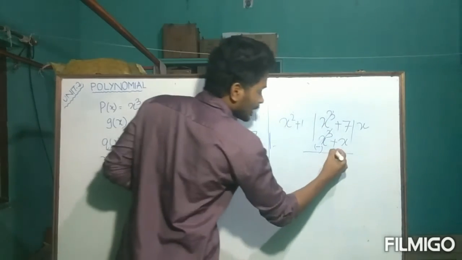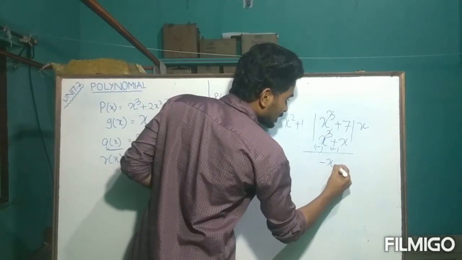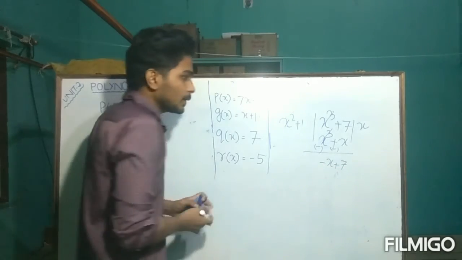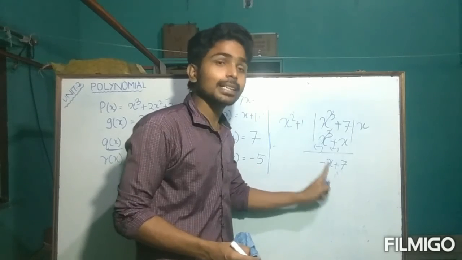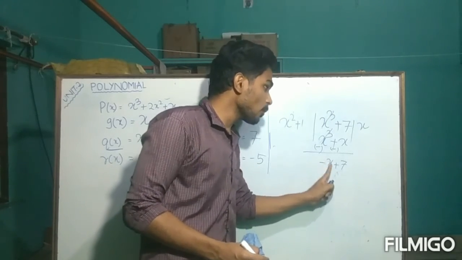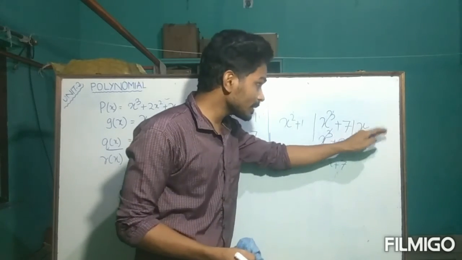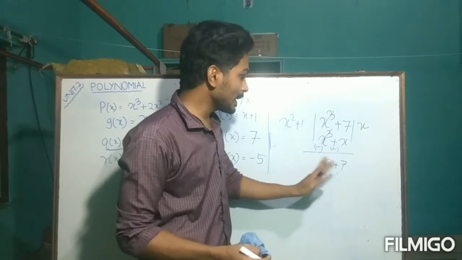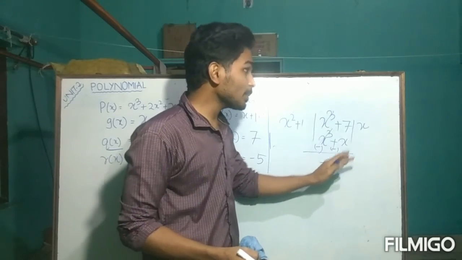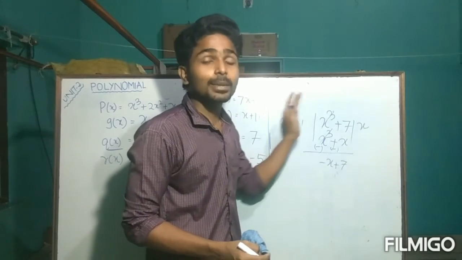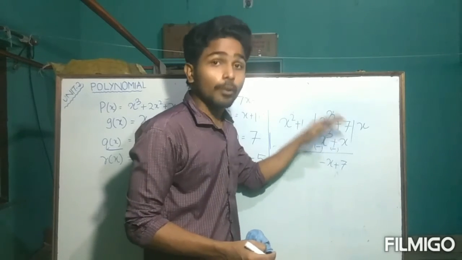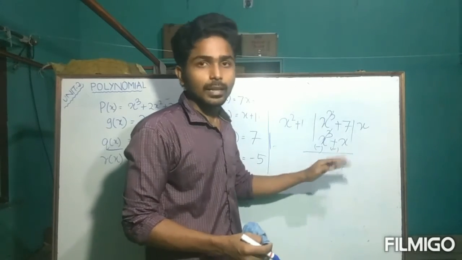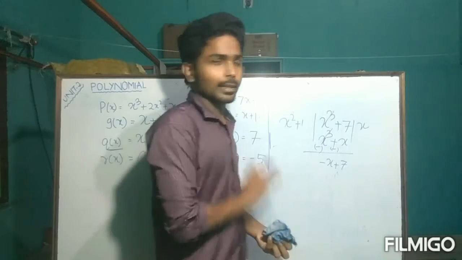So we have minus x plus 7. You see here the degree of the divisor is 2 and the degree of the remainder is 1 and the degree of the quotient is 1. As we know, the degree of the remainder cannot be greater than the degree of the quotient and cannot be greater than the degree of the divisor. So we will not perform the long division method further. Stop the long division method here.